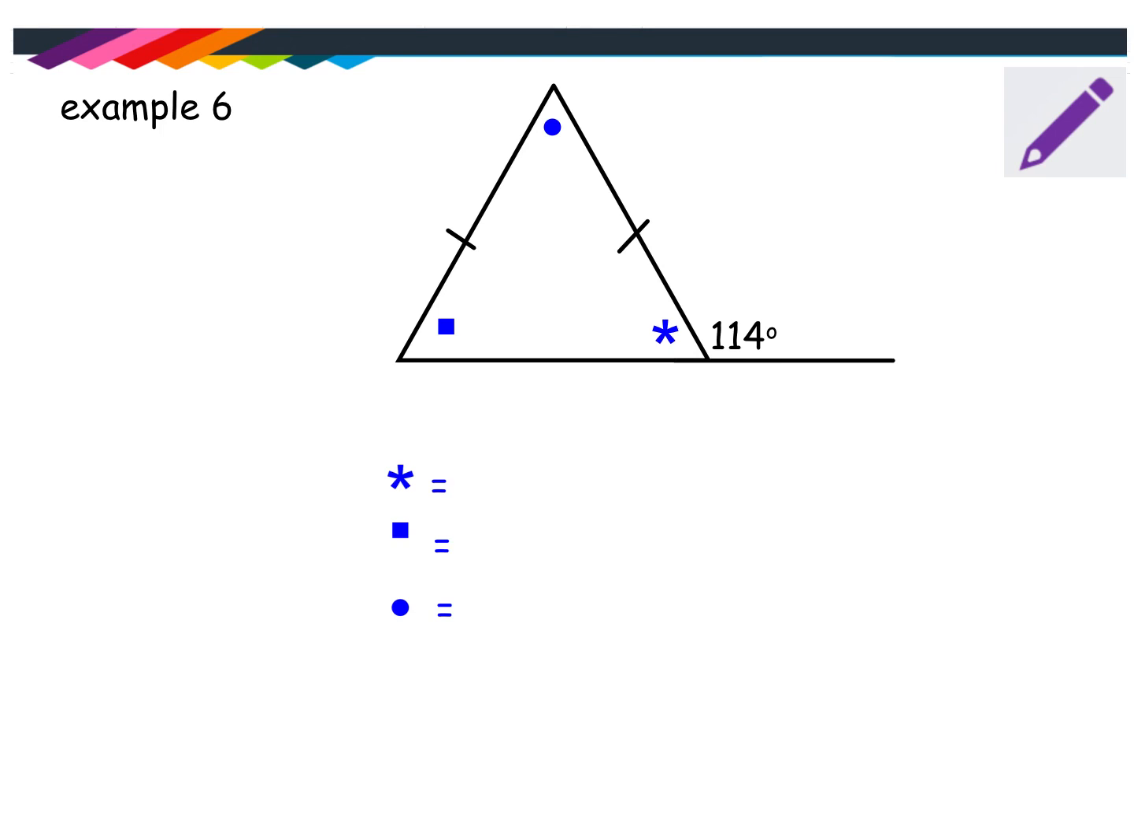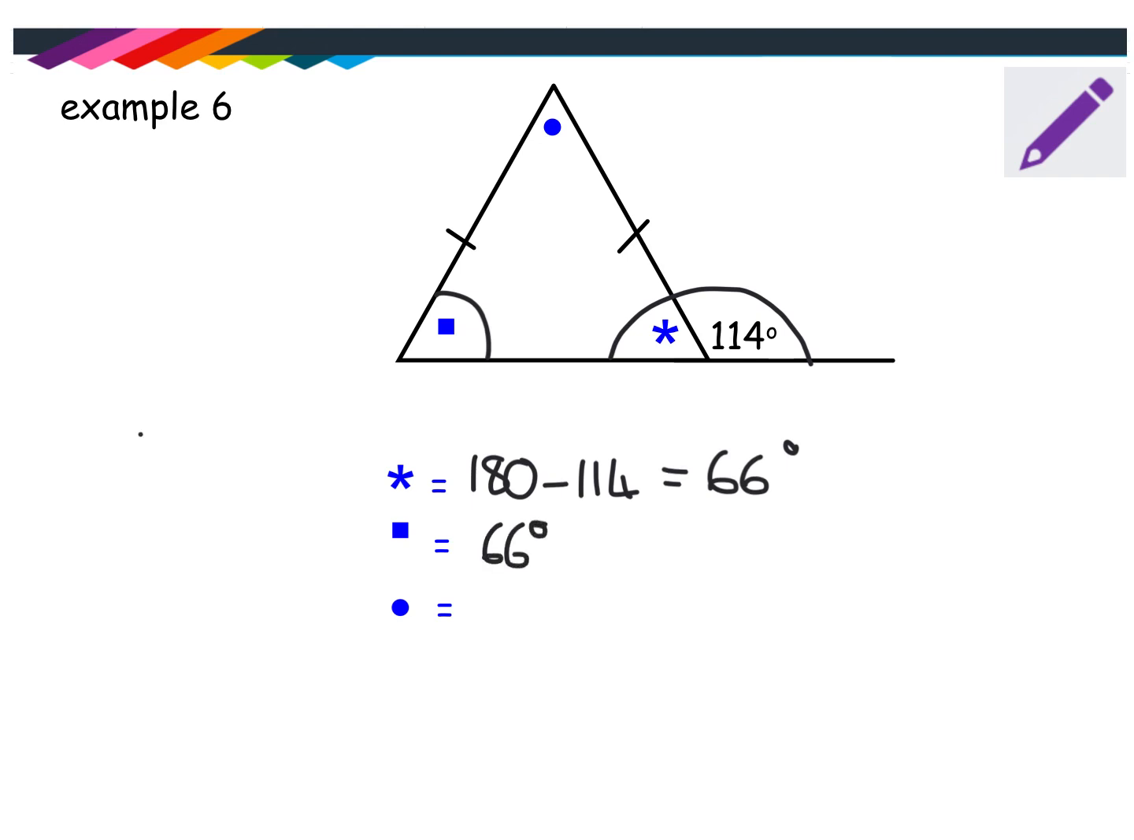And example 6, we're going to look at one more. And again, I've put in symbols, and I'm kind of tempted to change it to letters again. The first one we're going to get is the star. Now, the star is on a straight line with 114. So these two need to make 180. So to get the star, I'm doing 180, take away 114, which is 66 degrees. Now, that also means that the square is matching to the star. So that is also 66 degrees.